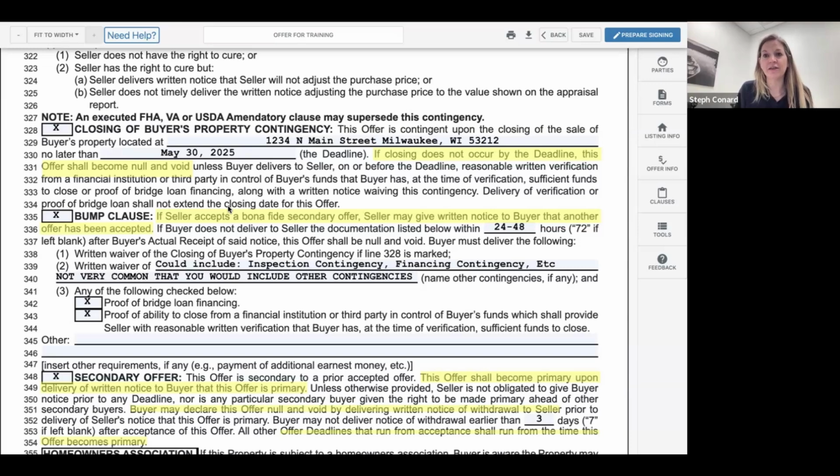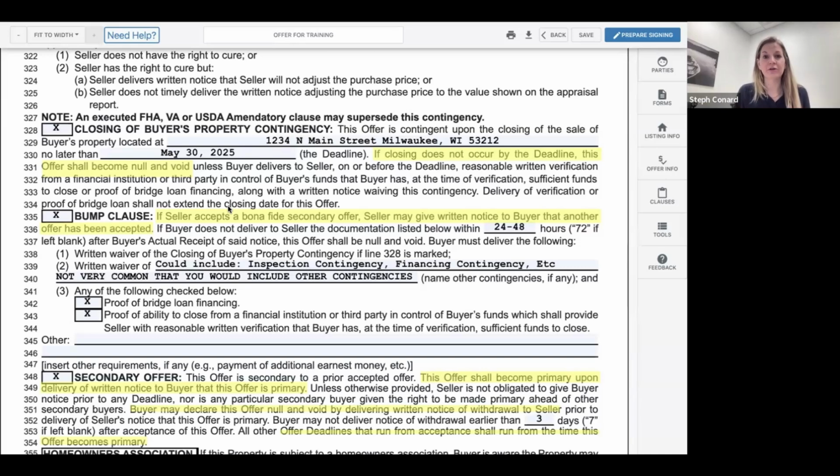So if the closing does not occur by the deadline, this offer shall become null and void unless buyer delivers to the seller on or before that closing date reasonable written verification from a financial institution or a third party in control of the buyer's funds at the time of verification, that they have sufficient funds to close, or a proof of a bridge loan financing, along with a written notice waiving this contingency. Delivery of verification or proof of bridge loan shall not extend the closing date for this offer.